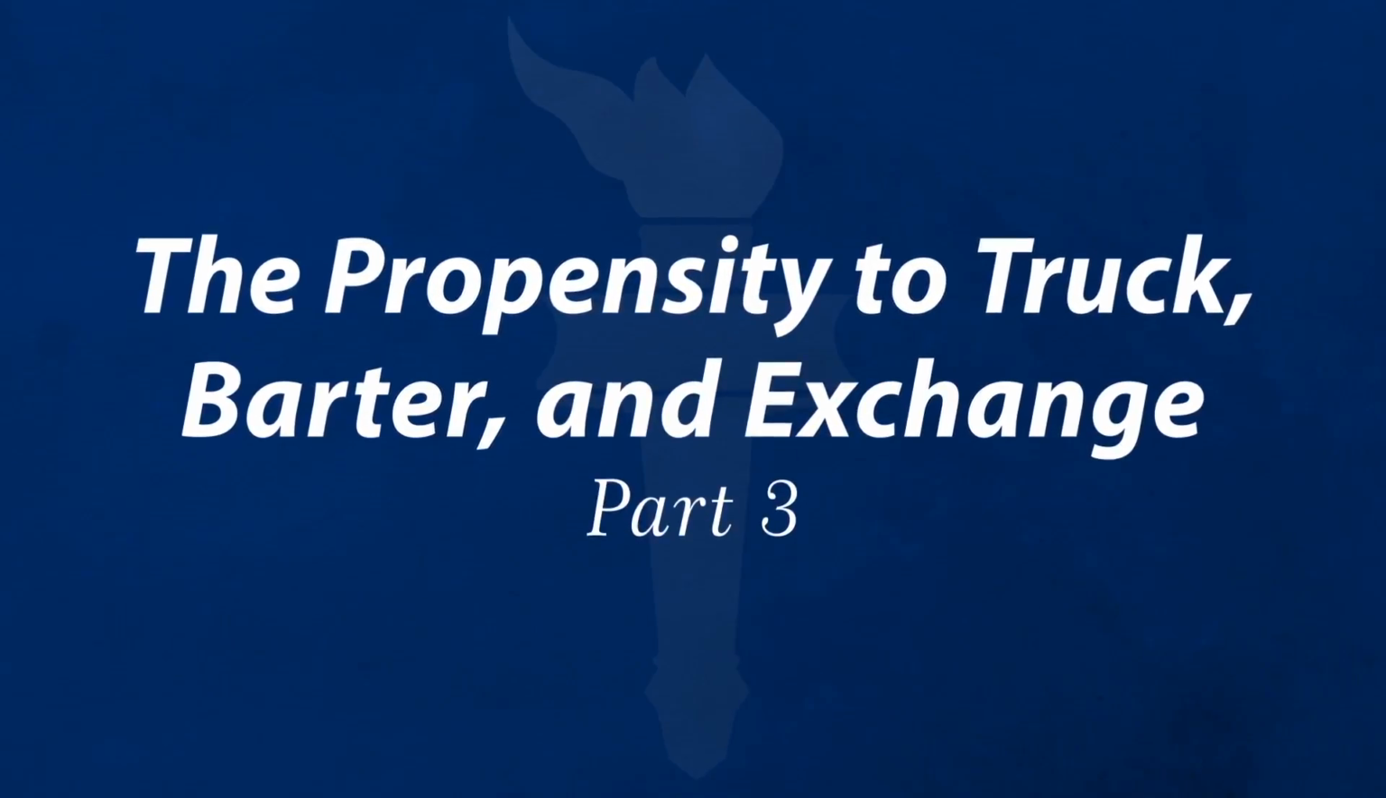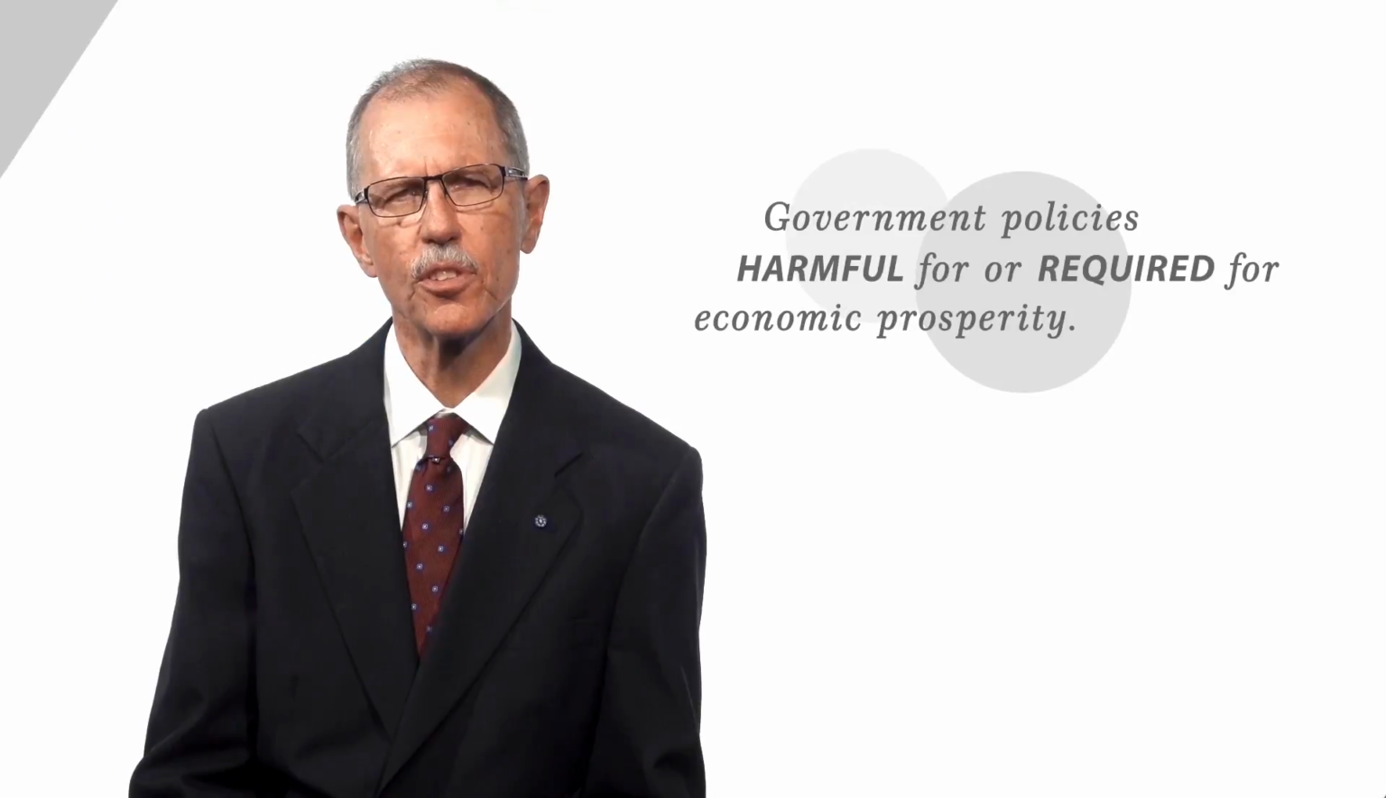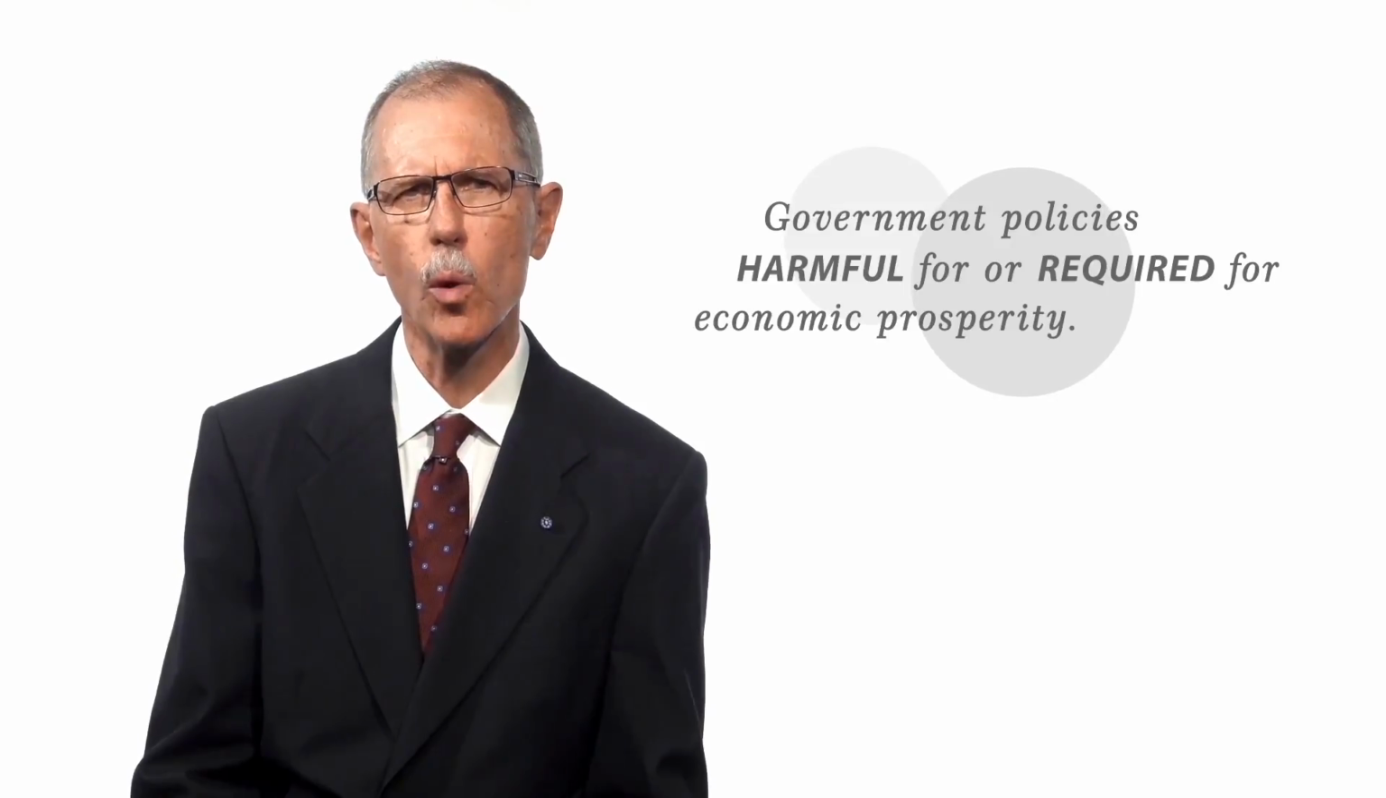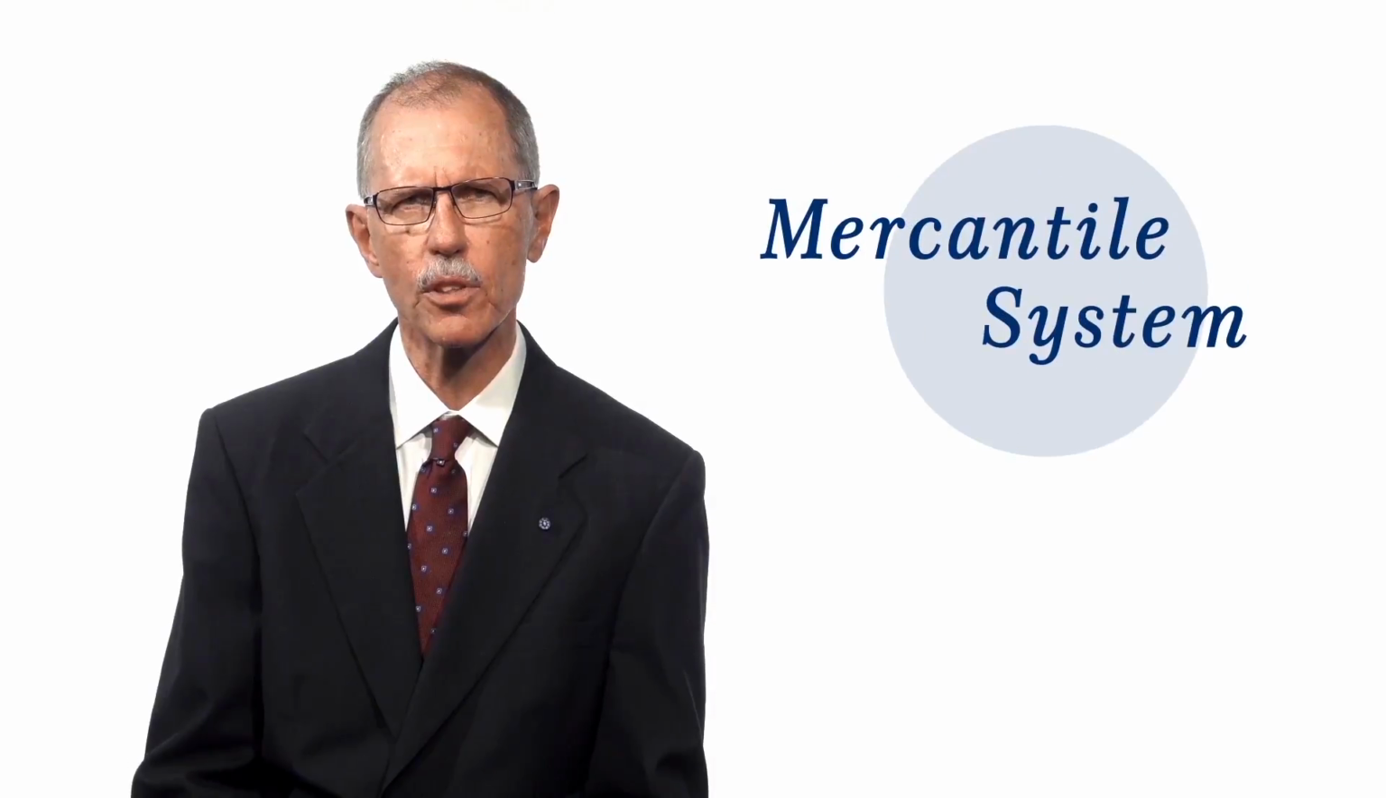In The Wealth of Nations, Adam Smith wrote of government policies that were harmful for or required for economic prosperity. We will consider both, beginning with Smith's case against harmful but popular policies intended to redirect trade. Smith referred to the doctrine supporting the harmful policies as the mercantile system.